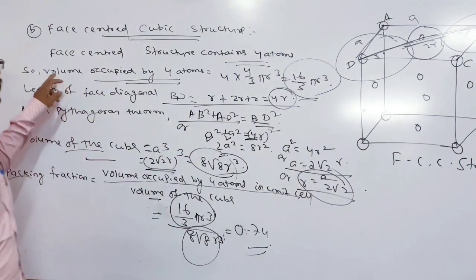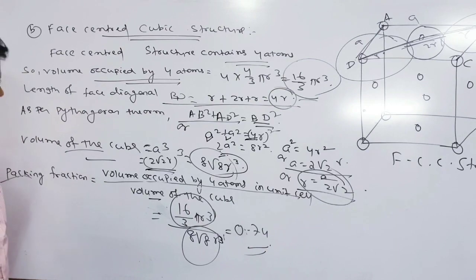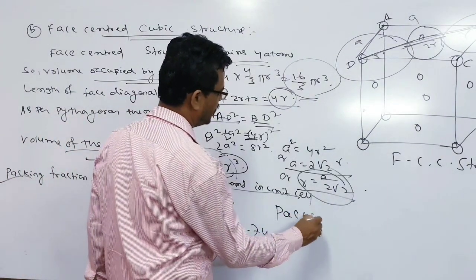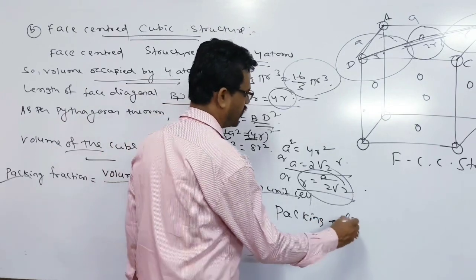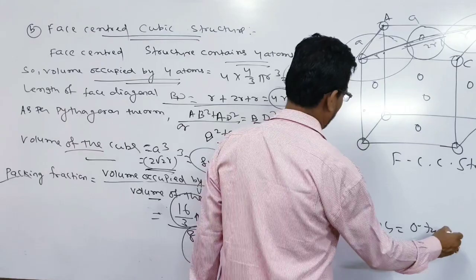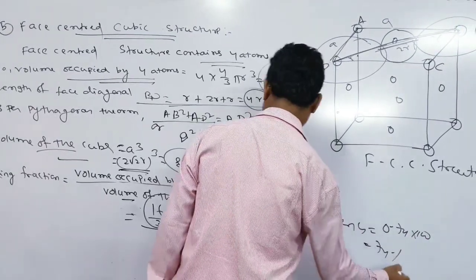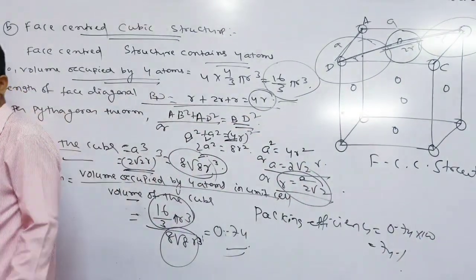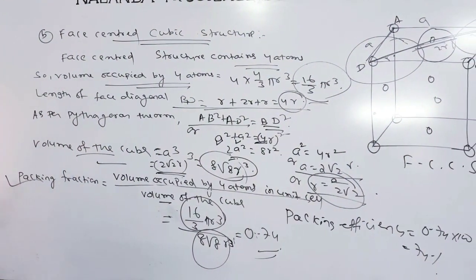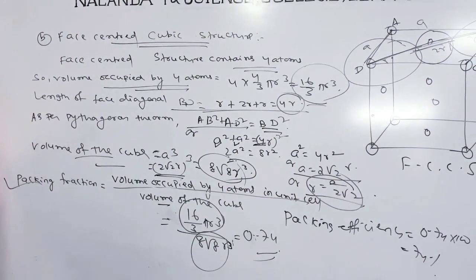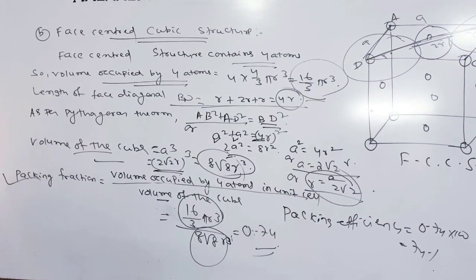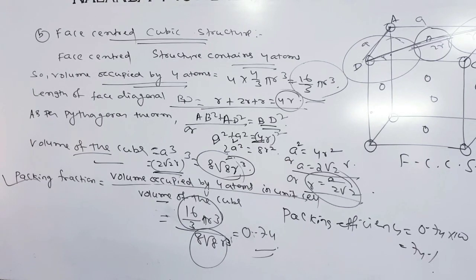So its packing fraction is 0.74, and if we multiply it by 100, we get the packing efficiency, that is 74%. So in this type of packing, you can see the solid is packed by 74%, and the voids or empty spaces are just 26%. So that is the face-centered cubic structure.